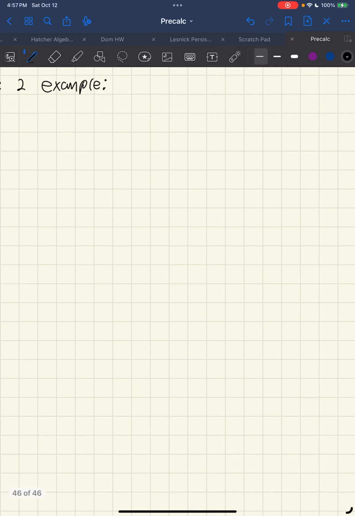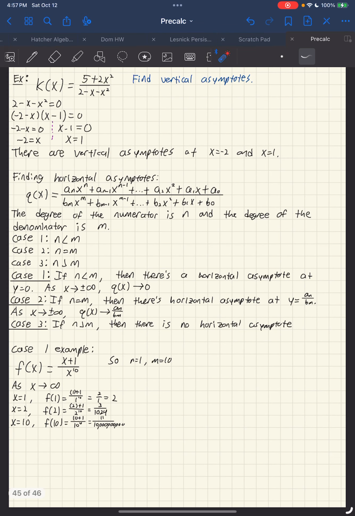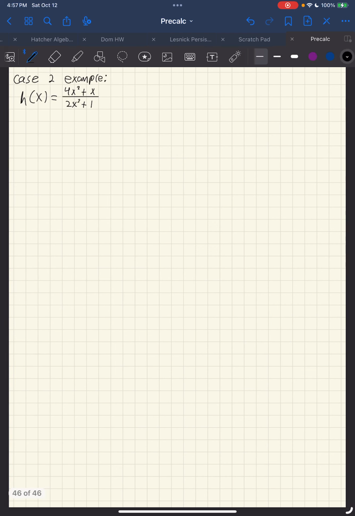Case 2 example. I'll do h of x, and again, it's a quotient, so I'll use 2 lines just to make it look a little neater. I know my handwriting is not great. Apologies for that. 4x cubed plus x over 2x cubed plus 1. Degree upstairs is just 3. Degree downstairs is 3. So this definitely fits into this case where the degrees agree. Degree agree. That would be my rap name.